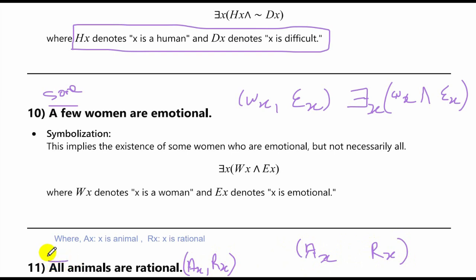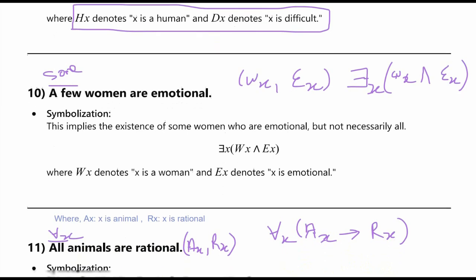When they say all, it is a universal quantifier. Okay, so universal quantifier. And now let's read. Once we use the universal quantifier, we have to use the implication sign, the conditional sign. So now let's read and see if it is matching. For all X, if X is an animal, then X is rational. So it is matching. Let's check the answer.